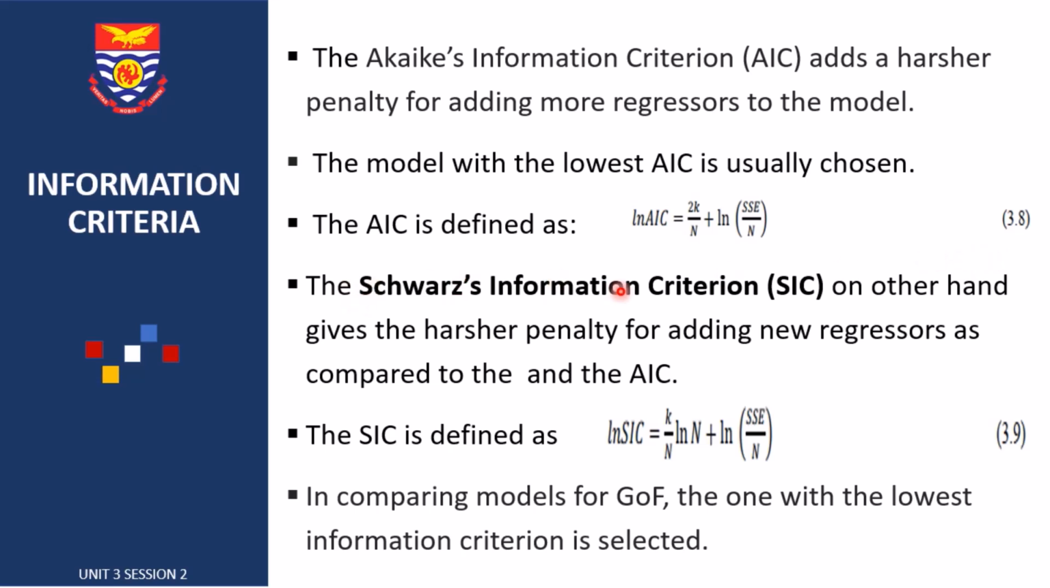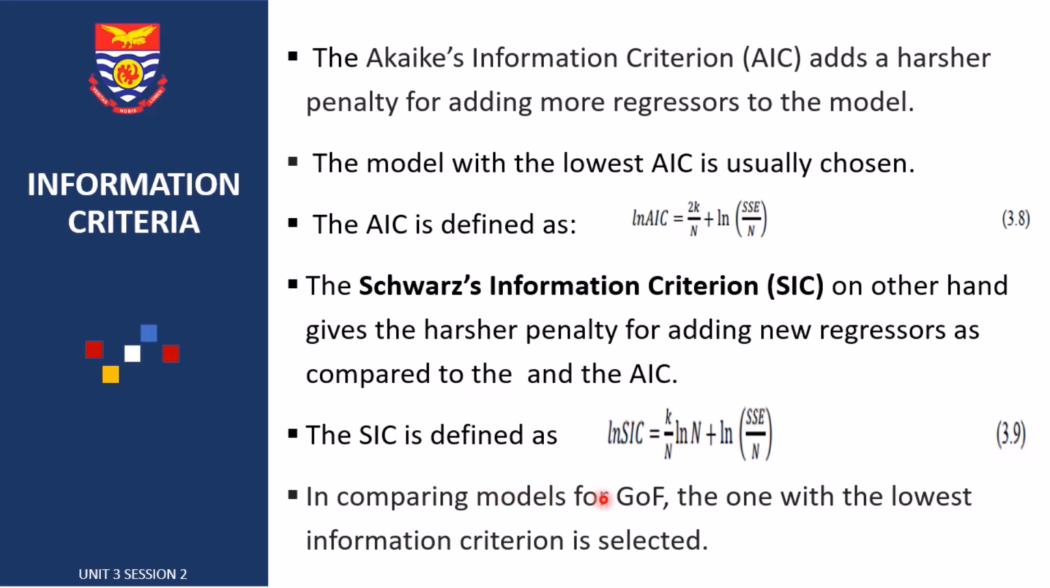We also have the Schwartz information criterion. On the other hand, it gives a harsher penalty for adding new regressors as compared to the Akaike. So the Schwartz information criterion is an upgrade on the Akaike. Here the focus is to add an even harsher penalty on the addition of new regressors which do not add value to our estimation or to our model. The Schwartz information criterion is defined by equation 3.9.